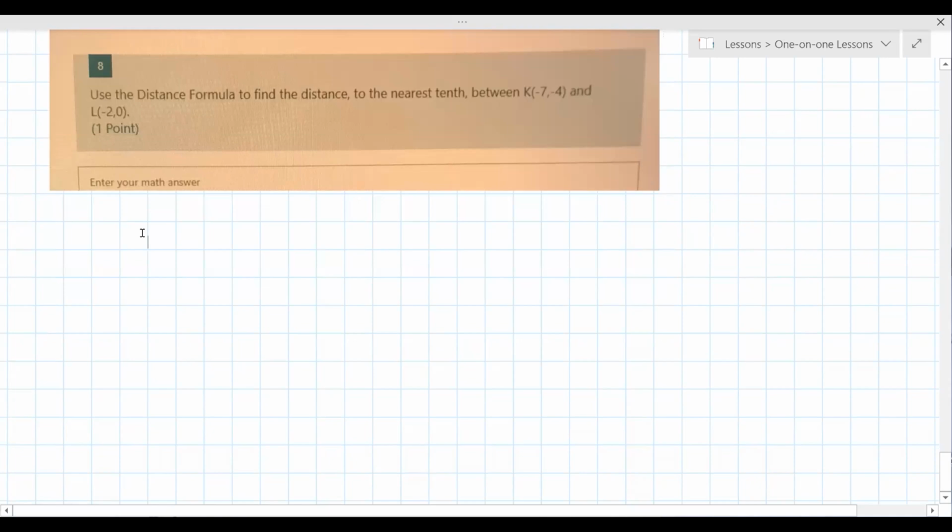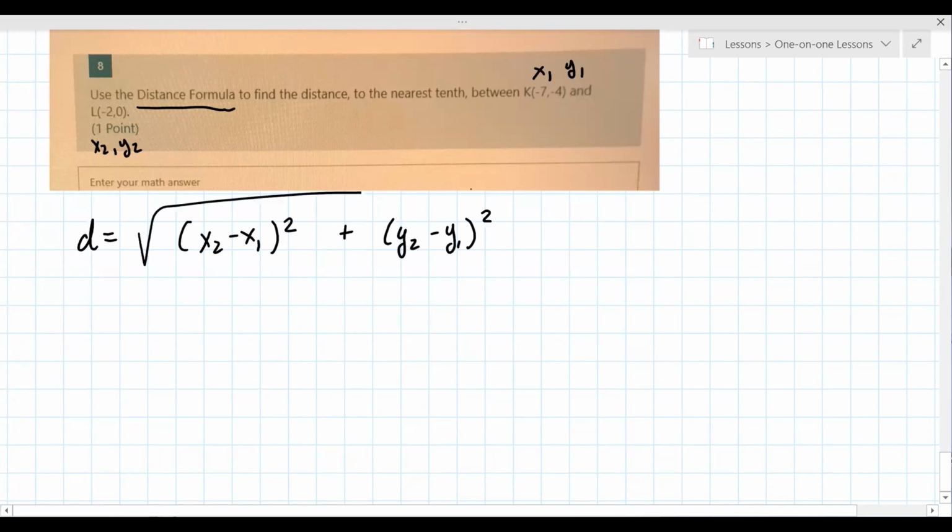I'm ready. All right, so distance formula. It says use the distance formula, like they're telling you, okay, we've got to use it. X1, Y1, X2, comma, Y2. So the distance formula again is X2 minus X1 squared plus Y2 minus Y1 squared, and all of that square rooted. The reason it says to the nearest tenth is because we're going to have to end up putting it into the calculator. So we're going to get it down to a single number and then put that into the calculator.